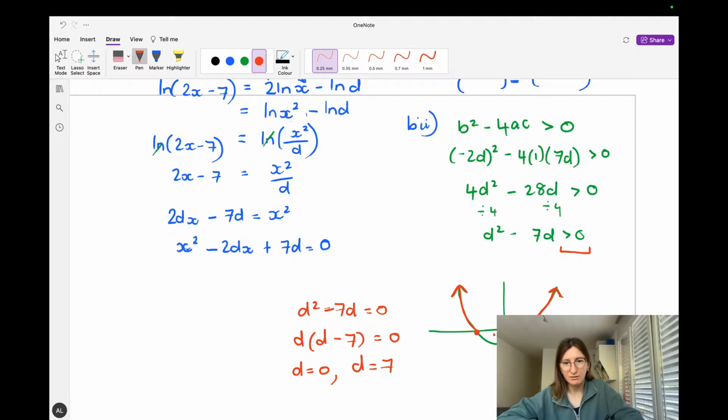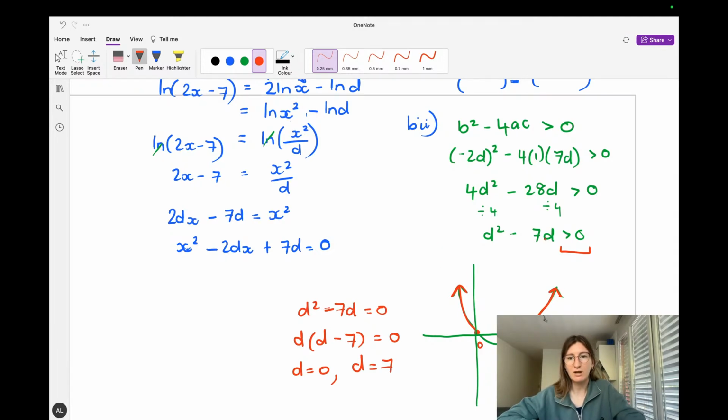Now, this is where you can see my graph is not accurate. Maybe I can take away my axes. Don't want to confuse people. It'll be something like this. So my value there of d is 0, and here is 7. So for what values of d is my graph positive, basically? It's above the x-axis. So when d is less than 0, and when d is more than 7. So that's the less than 0 part, that's the more than 0 part.